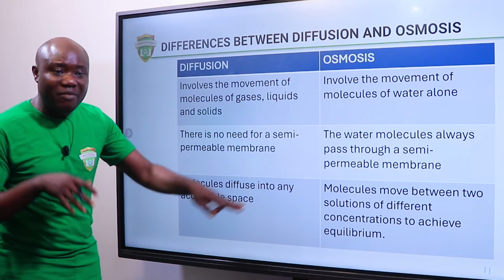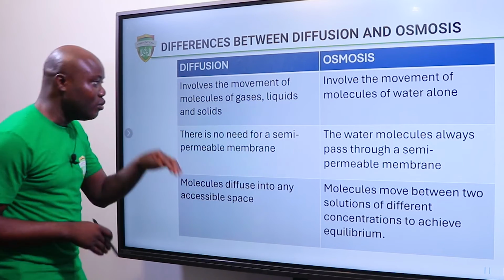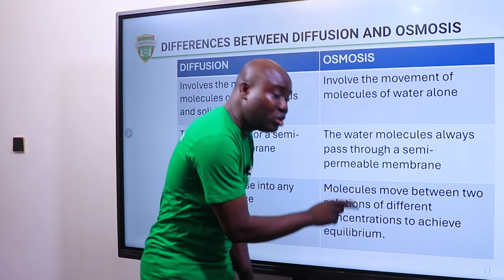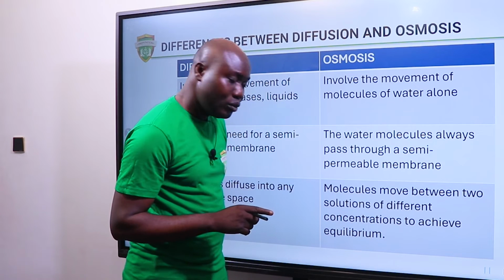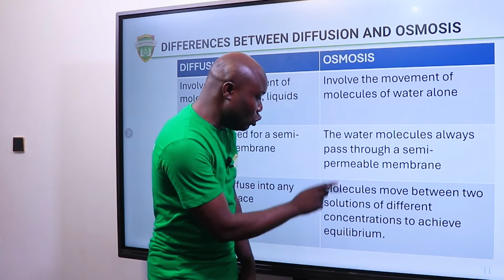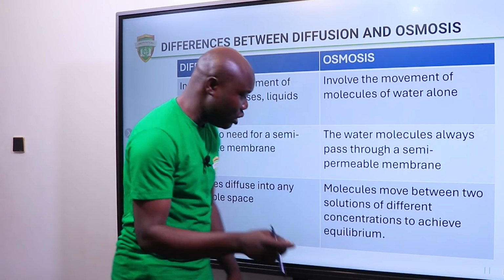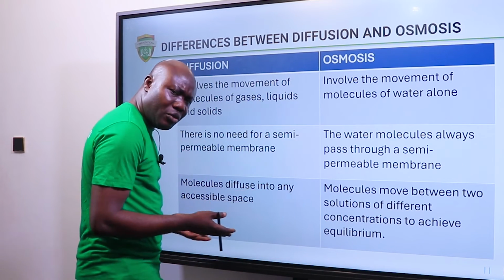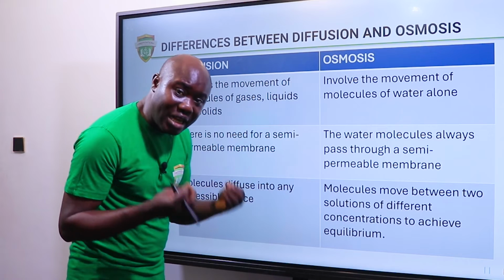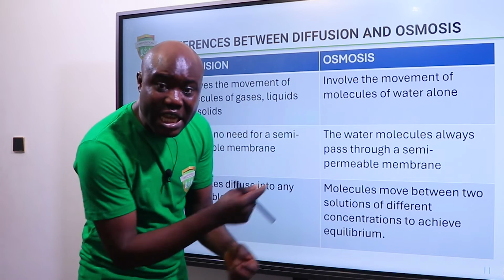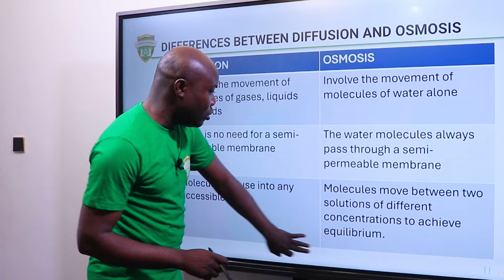Any space that is available, you see the molecules going into it. But in the case of osmosis, molecules move between two solutions of different concentrations. They move between two solutions of what? Different concentration to achieve equilibrium. Pay attention. The ultimate aim for these two processes is that equilibrium should be attained. Equilibrium must be attained in the two of them. Okay, so let's move on.